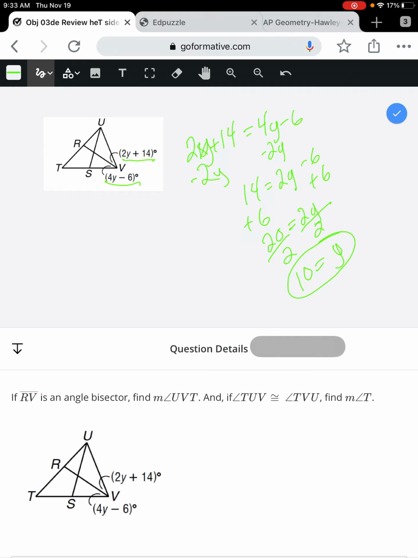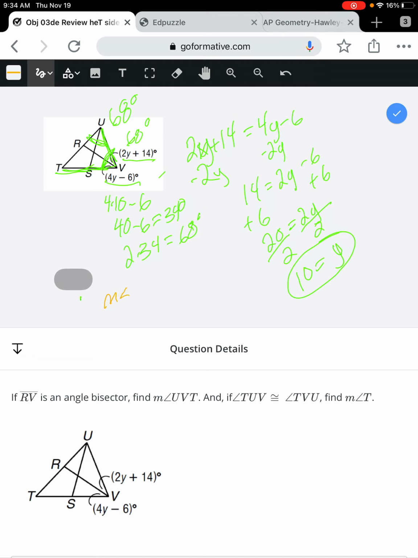Once I knew y was equal to 10, it says find angle UVT, so this whole angle. So that's going to be 4 times 10 is 40 minus 6, which is 34 degrees. Now it wants this whole angle, so 2 times 34 is going to be 68 degrees. So this whole angle is 68 degrees. That gives me another piece of information. It says that this angle here and this angle here are congruent, so this angle has to be 68 degrees. It asks to find the measure of angle T.